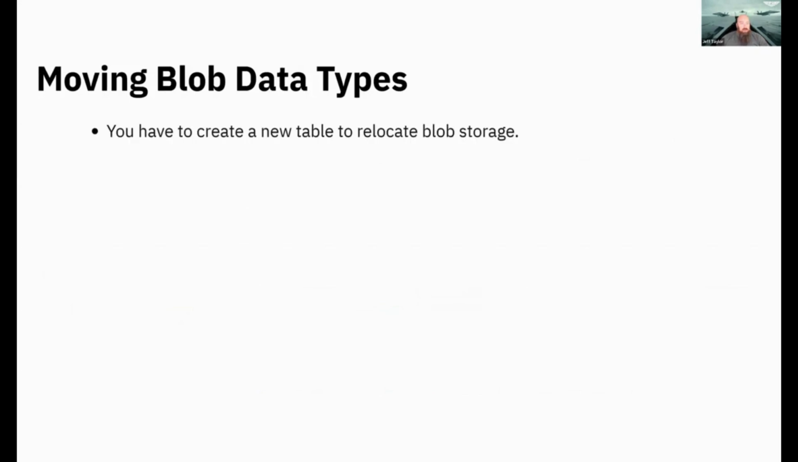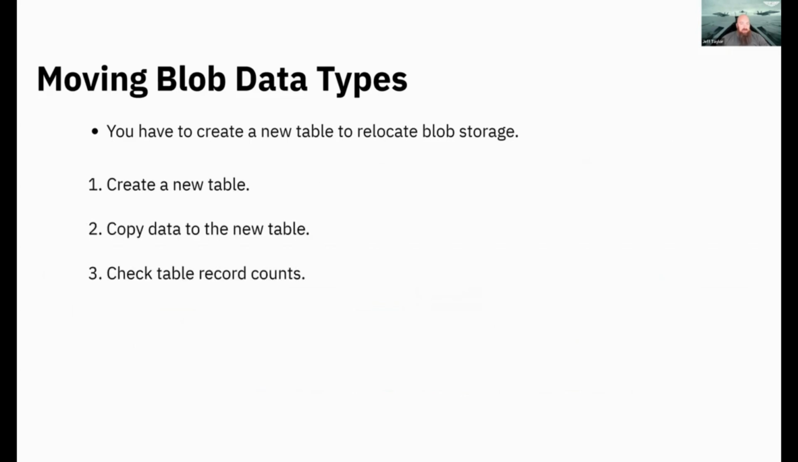All right, so in order to move blob data types, unfortunately, you can't just move them. You have to create a new table and relocate the blob storage. So create a new table, copy the data to the new table, create table record counts, obviously make sure that everything matches, then go back and drop the old table and rename the new table, and then create your indexes.